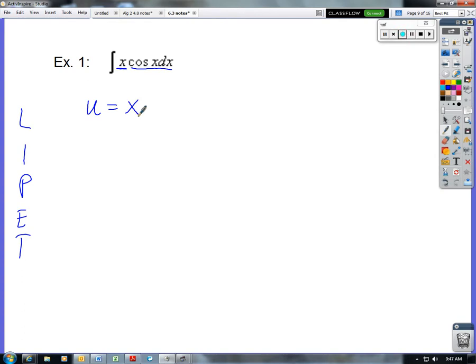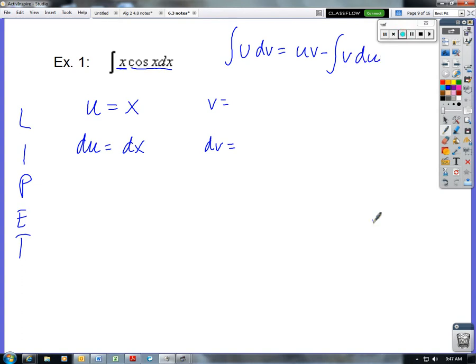And then right away, we're going to take the derivative of u, kind of like we did with u substitution. Derivative of x is dx. And what I'm going to do here is make a little chart. I've got u, du. I'm going to have v and dv also. Let's also write down integration by parts again. It's the integral of u dv equals uv minus the integral of v du.